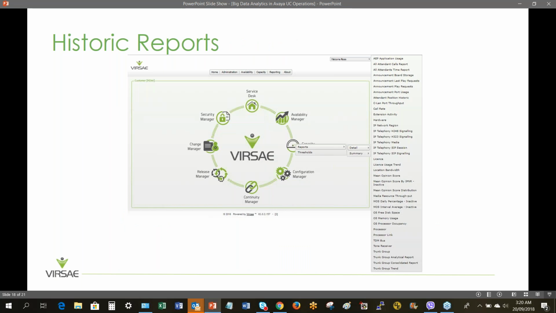historically. So this is an example of a capacity management report. This is what the UI looks like. And you can see there on the right, the number of historic reports being presented.